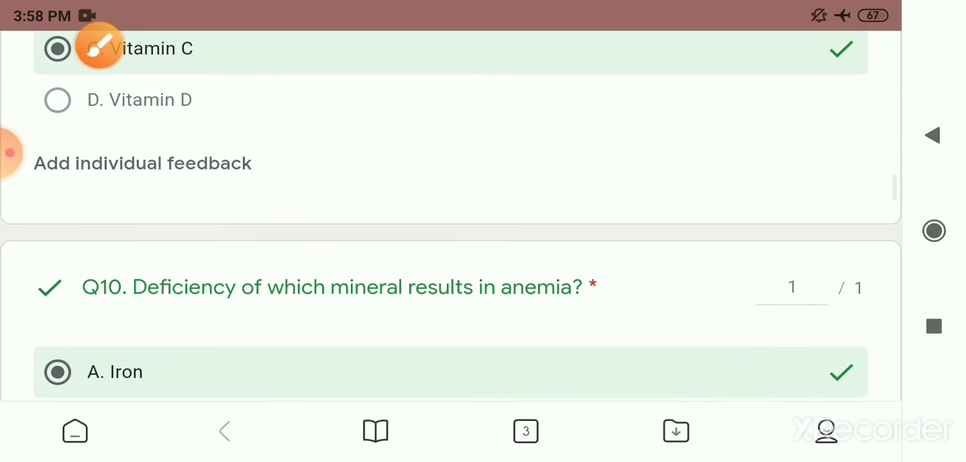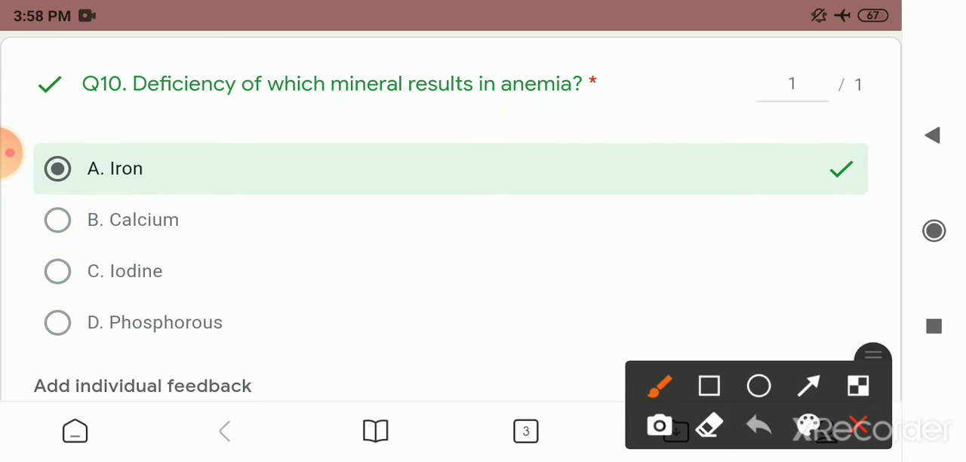Next is 10 number, deficiency of which mineral results in anemia? The options are iron, calcium, iodine or phosphorus. So here your answer is option A, that is iron. Deficiency of iron results in anemia.